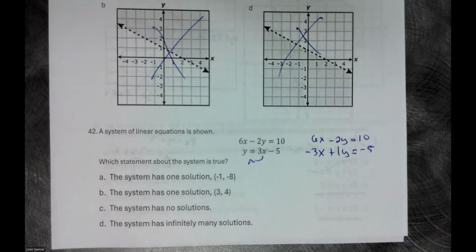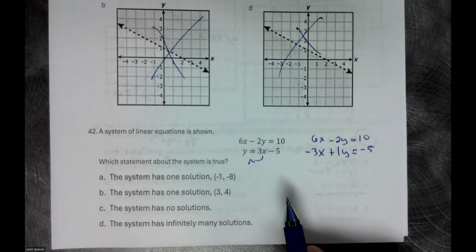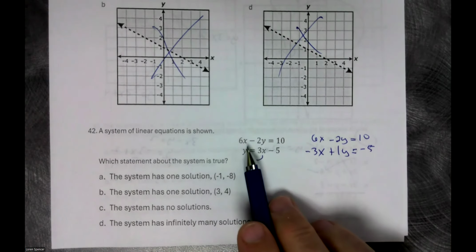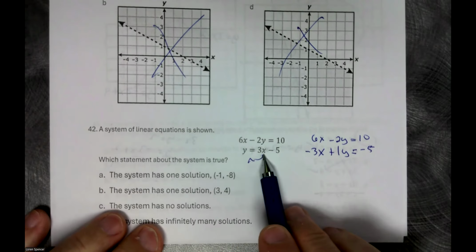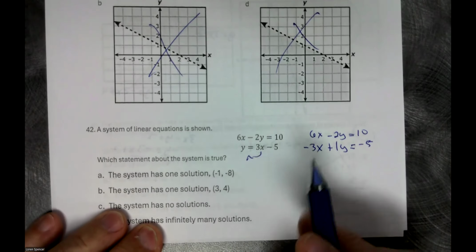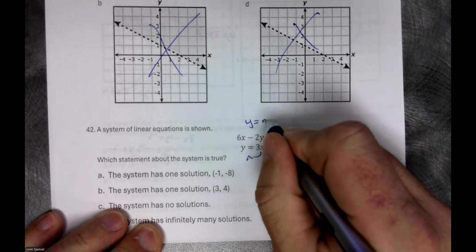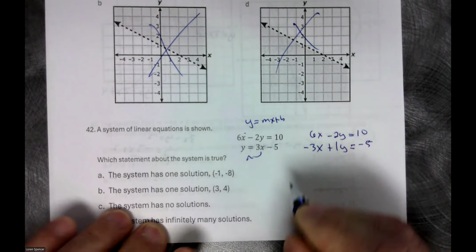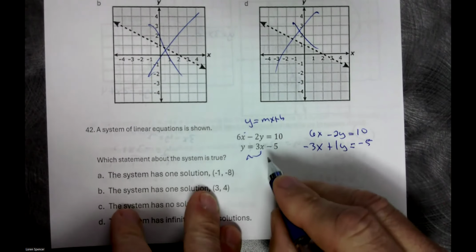Okay? And actually, you know what? Let's not do it this way. Let's plug this first one into slope-intercept form. This already is. We're going to put them in y equals mx plus b form. And I'm going to do the second one, and I'm going to do the 6x that way.